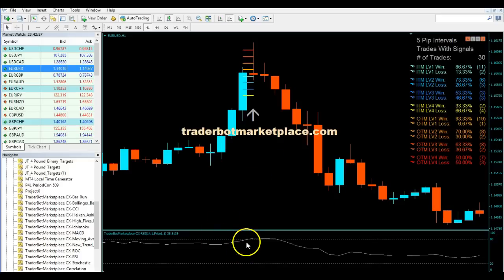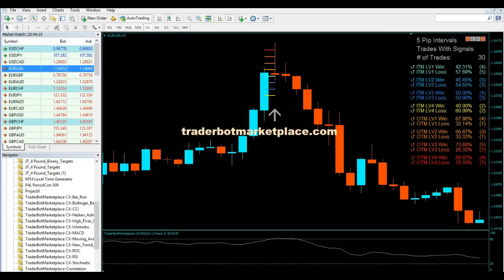Now it's going to give us a signal just as soon as price crosses up into the overbought or oversold level and closes. On the very next bar, it's going to give a signal. It's going to tell you the percentage of the time that price will touch a specific strike level for binaries or price level for forex. I know that 50% of the time it's going to come up here and at least touch this area. I know that 63% of the time within the hour it's going to touch this area. 70% of the time within the hour it's going to touch this area. 93% of the time within the hour it's going to touch this area.